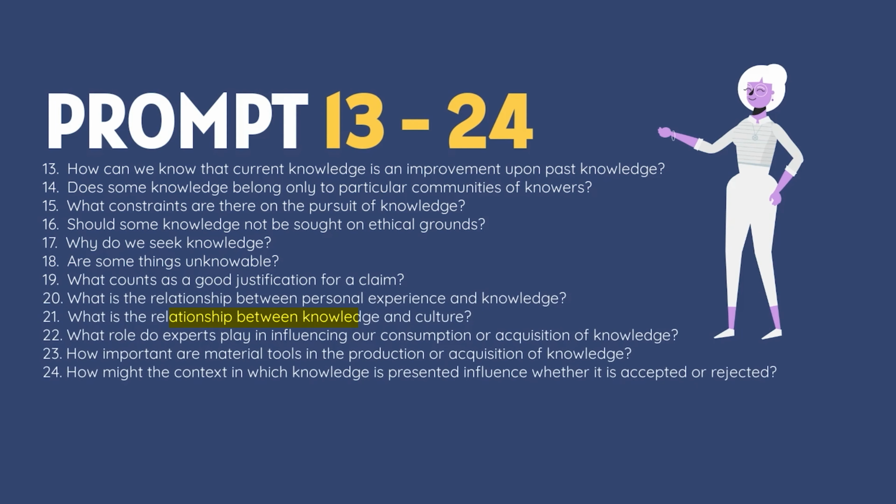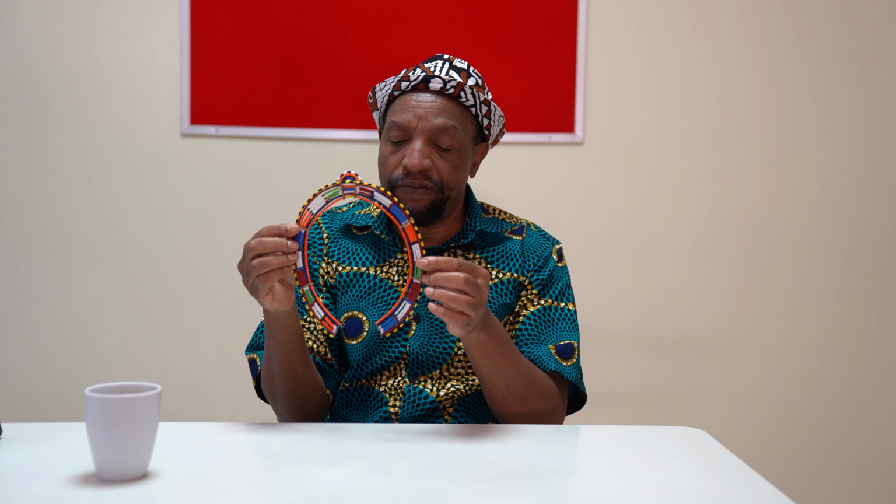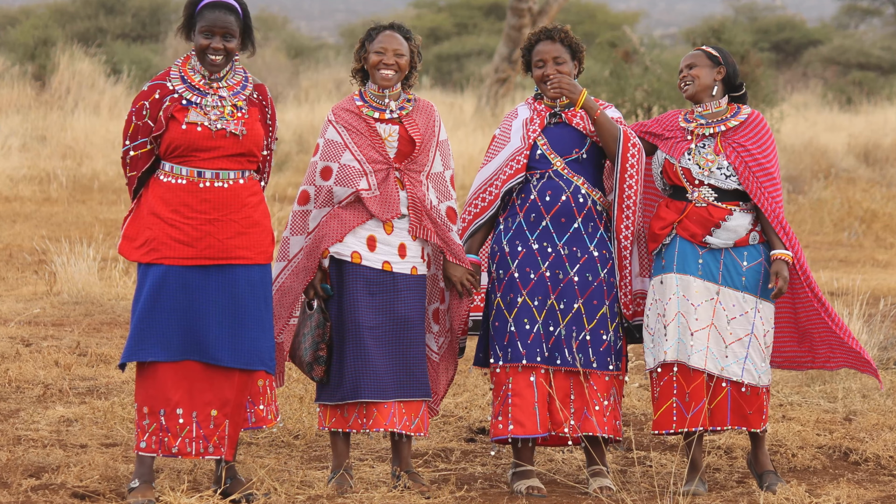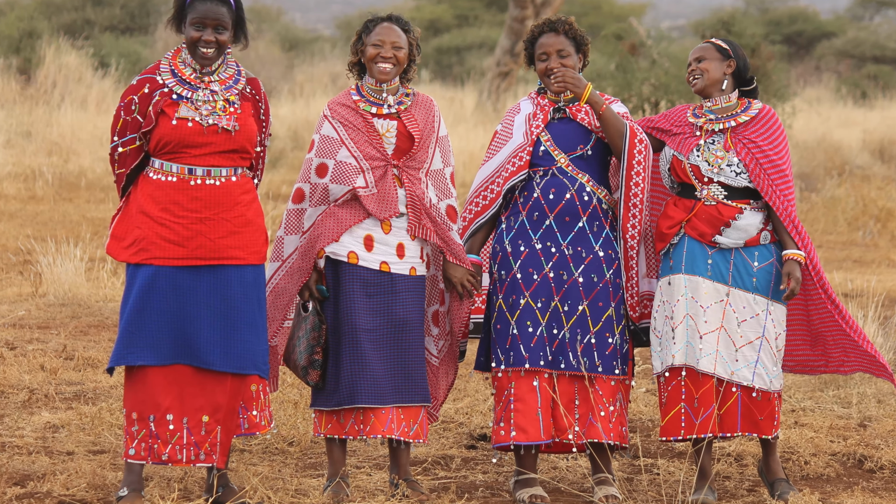For an example, if I look at prompt number 21, which states, what is the relationship between knowledge and culture? So take an example here. This Maasai necklace has a certain knowledge in it, in that for a maiden, for a lady to wear this bracelet, it means they must have gone through certain cultural traditional rites. We can actually say there is a relationship between knowledge and culture.